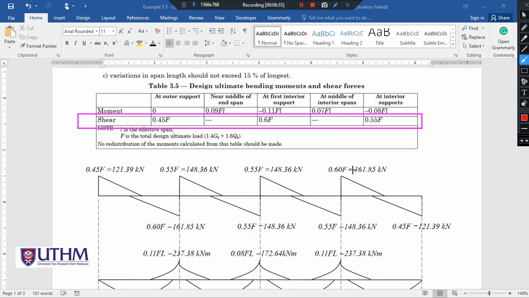This is the near middle, at first interior support. This is the first interior support. This is the first interior support. Thus, 0.6 multiplied with F is at this point.